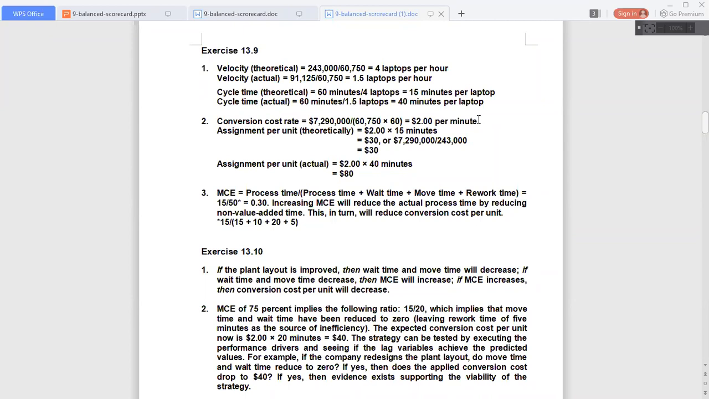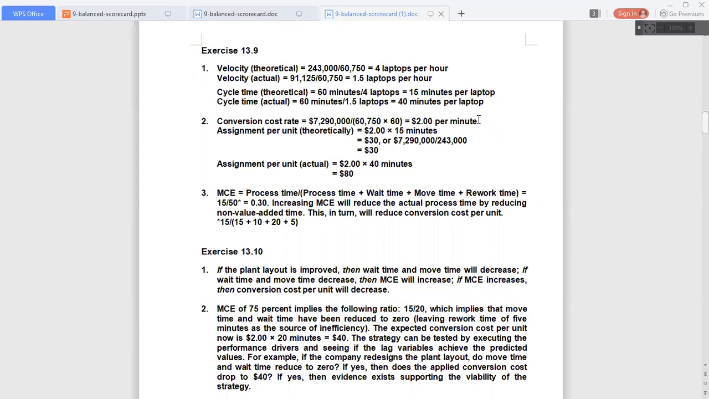So that's 15 divided by 50. The 15 is the process time. The 10, 20, and 5 are the non-value added activities time. So increasing MCE will reduce the actual cycle time by reducing non-value added time. This in turn will reduce conversion cost per unit.